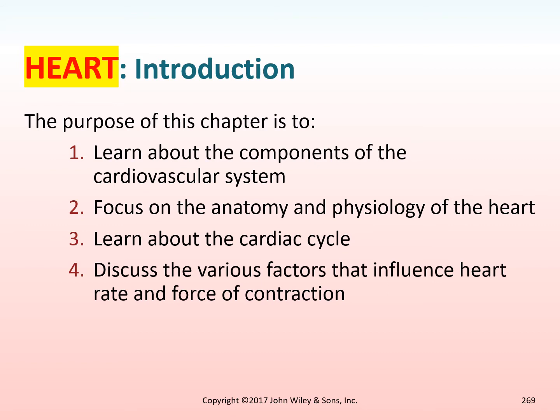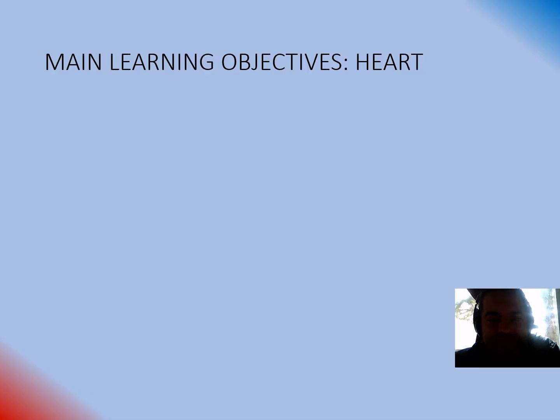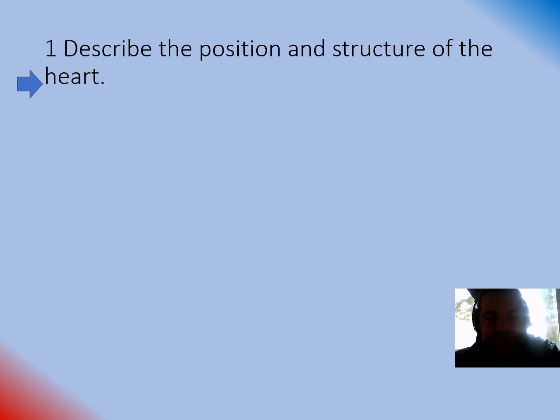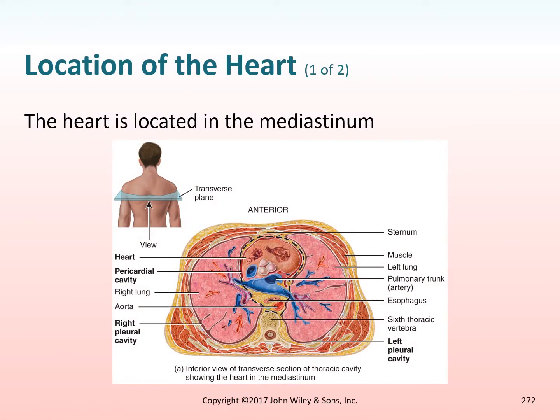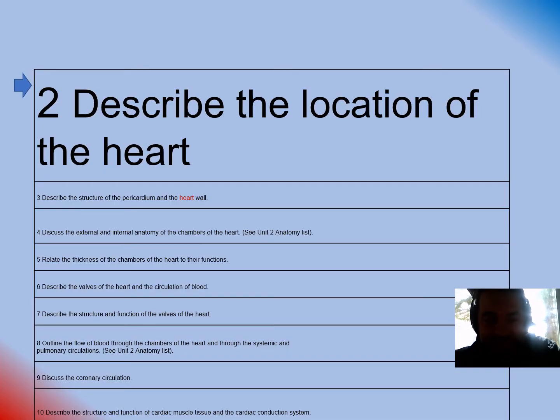Now let's learn about the heart, the physiology and anatomy of it, the cardiac cycle, and what makes it speed up or slow down. Let's study that. Main learning objectives for the heart. Describe the position and structure of the heart. The heart is located between the lungs in an area known as the mediastinum. Describe the location of the heart.